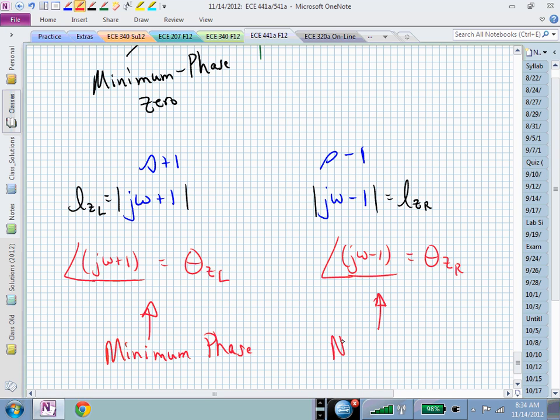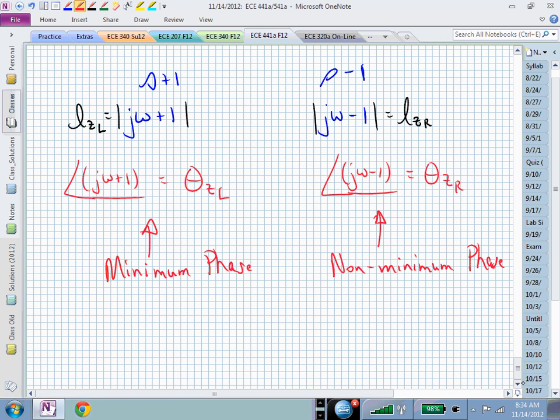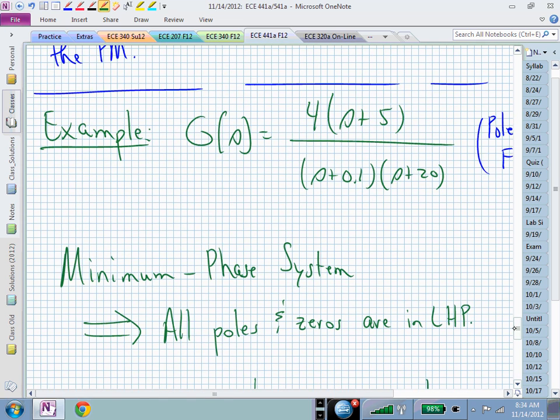Or you might hear somebody call this a non-minimum phase system. So we will typically deal with minimum phase systems, but I wanted to give you that background. If somebody starts talking about minimum phase systems and you're going, I don't know, it just means poles and zeros in the left half plane. Well, that's all you need to know for this class, but that's more of a background as to where that term comes from.